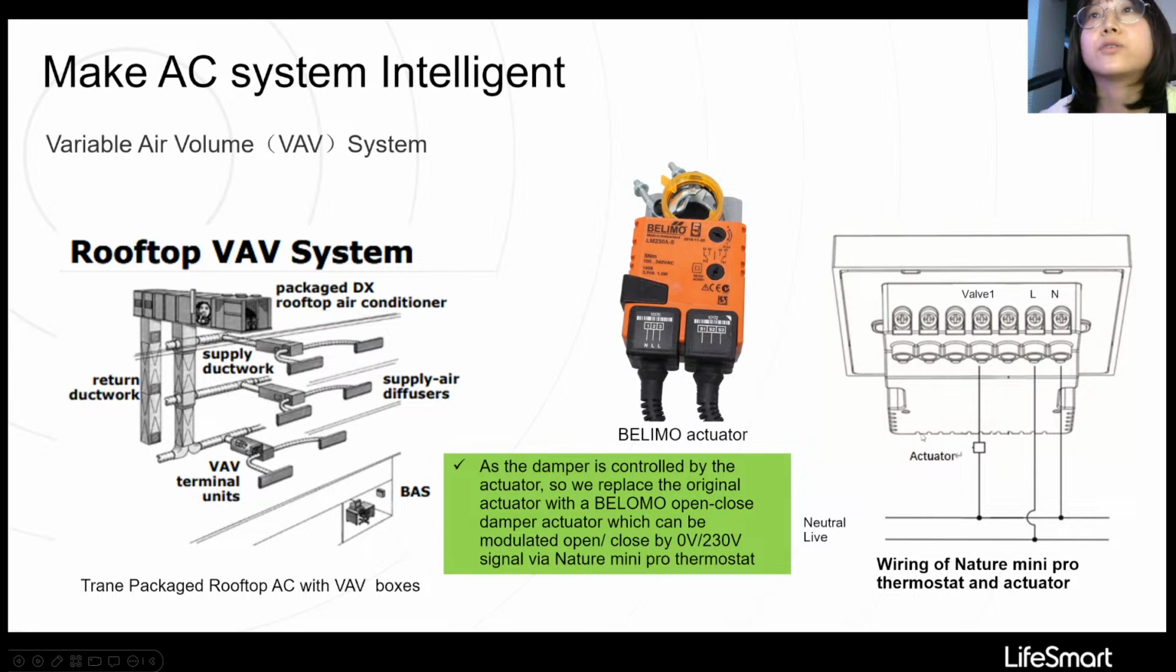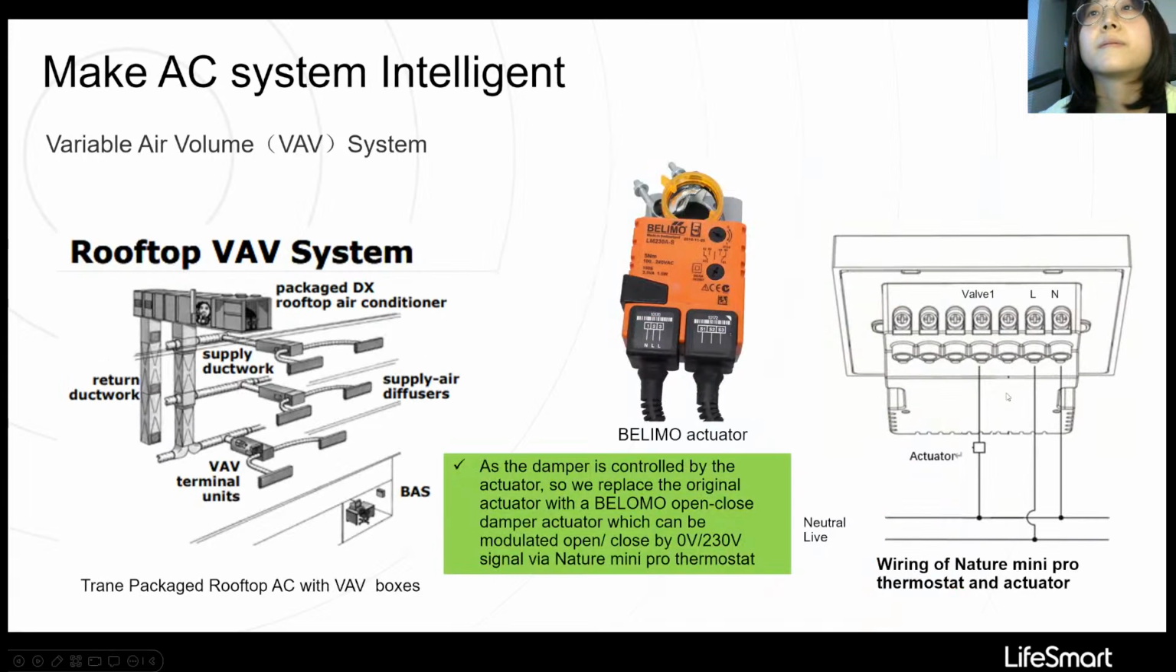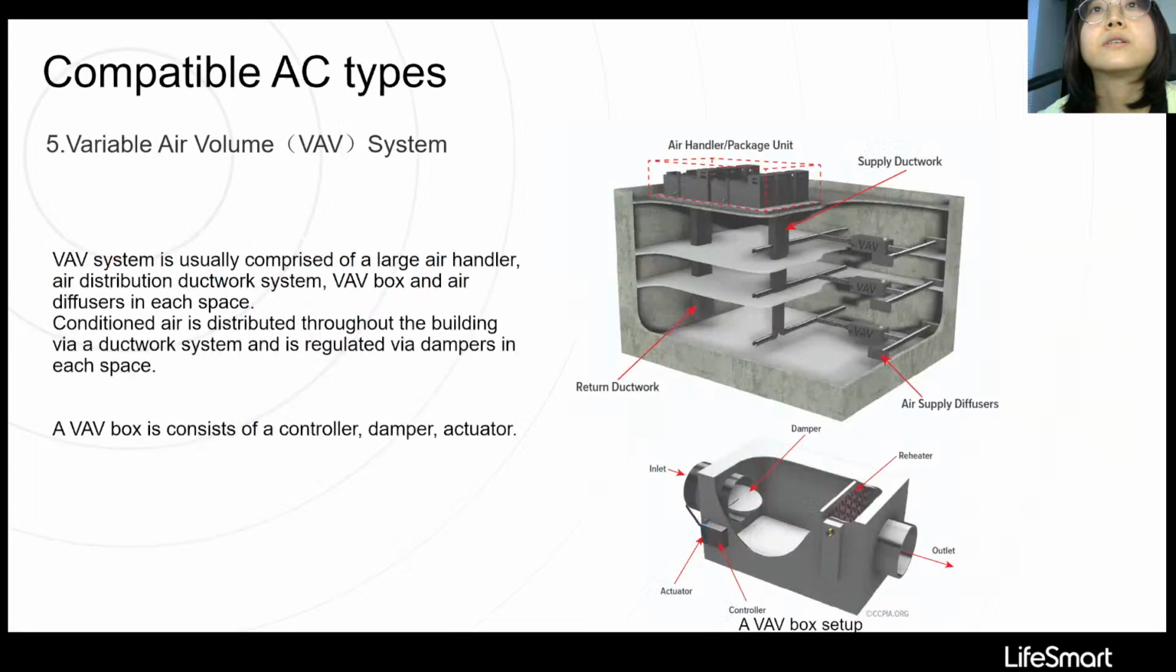We wire this actuator to our Nature Mini Pro thermostat. When the valve 1 outputs 0 volt, the damper is closed, and there will be no wind output. When the valve 1 outputs 230 volts to the actuator, the damper will open fully. Then there will be the wind output.